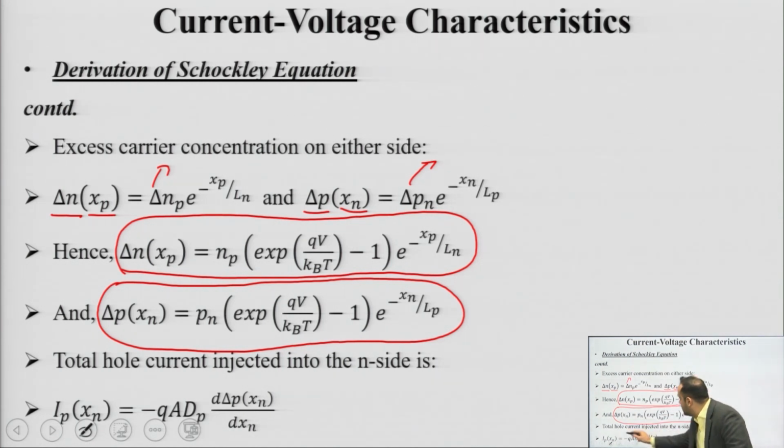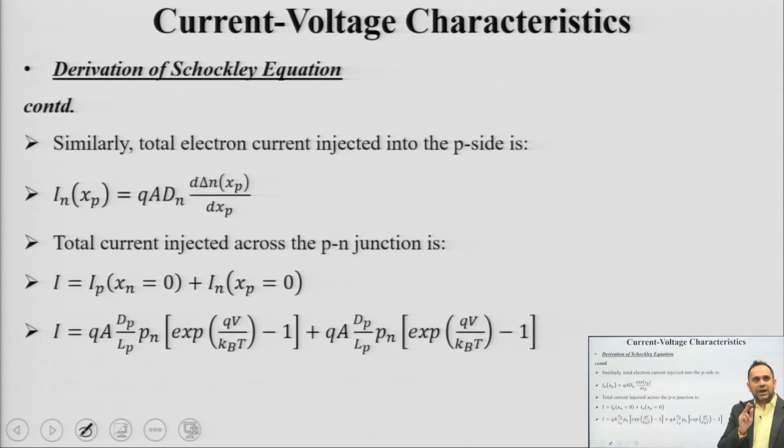nothing but current equal to area times current density. Current density is current per unit area. So, current is equal to current density into area. A represents area here, and since this is diffusion of charge carriers, I am going to use hole diffusion current. Okay. Total electron current injected into the p side is area times electron diffusion current density, right.